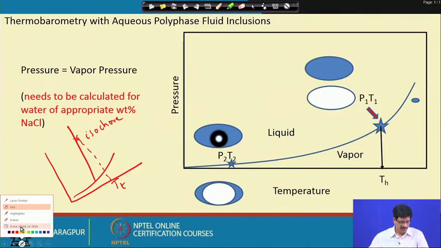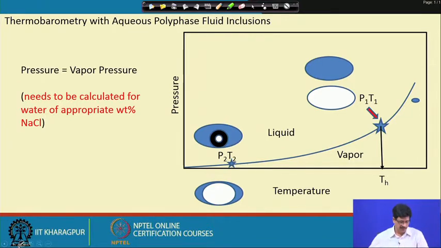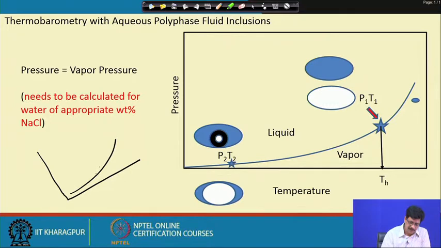The same could also be true if there is some independent geothermometer, in which case we can also do this reverse process. If this is the isochore, and we know that the temperature of formation of a particular mineral is somewhere here, then we can also know the pressure, so this will be the pressure of trapping.